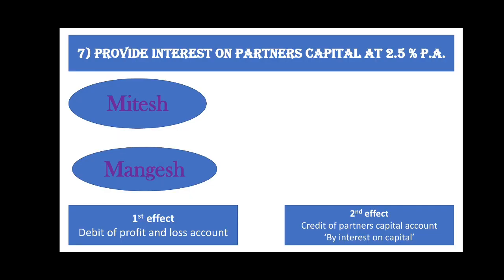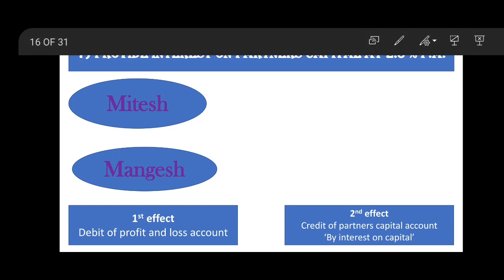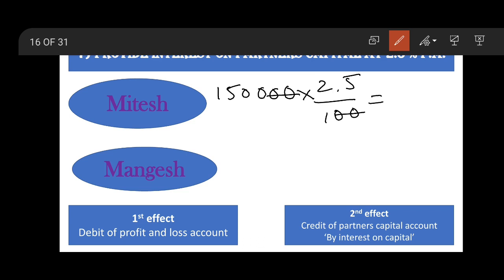Okay, next is the seventh one. Provide interest on partners' capital at 2.5% per annum. Partners' capital, whatever the capital of the partners was. Mitesh's capital was 1,50,000, 2.5% of it. So 1,50,000, the 2.5% of it. These two zeros cancel. 1,500 into 2.5. How much will you get? So calculate it and get the amount.